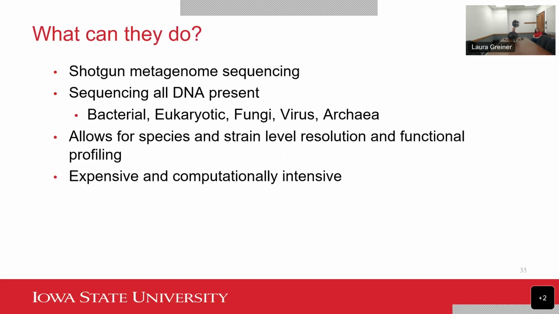So the next question: what can they do? What is the potential, or functional potential, of those organisms? For that, we'd be utilizing more of a shotgun metagenome sequencing approach, where we're sequencing all of the DNA present in a sample. So all bacterial, eukaryotic, fungi, viruses, archaea, everything in that sample. And that really allows us to look at species and strain level resolution and some functional profiling.